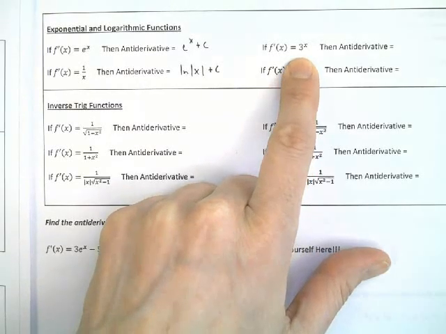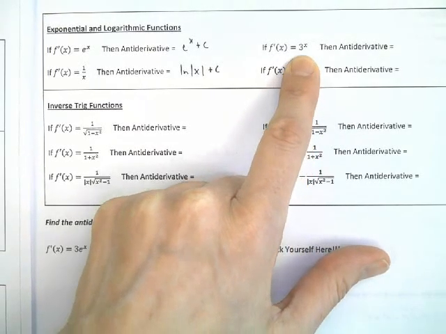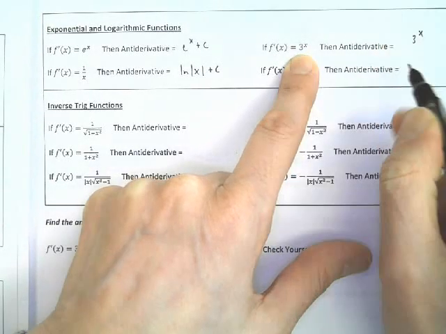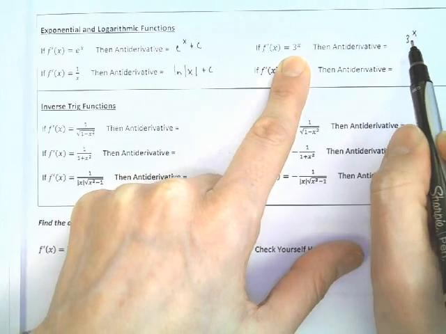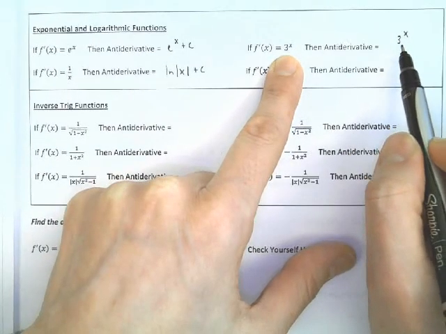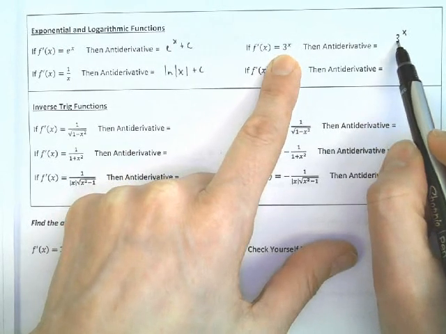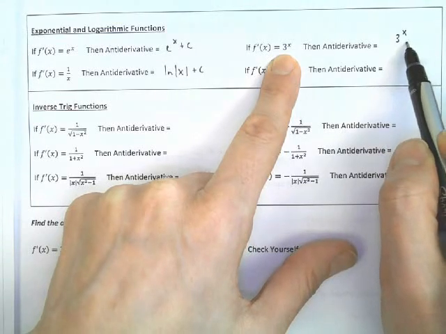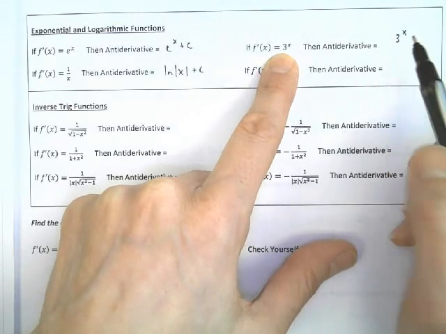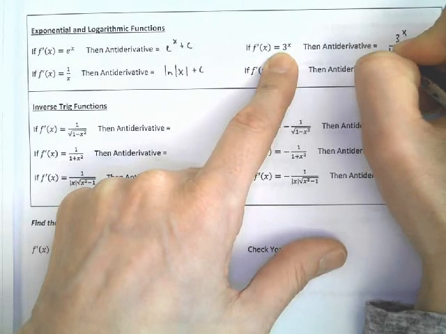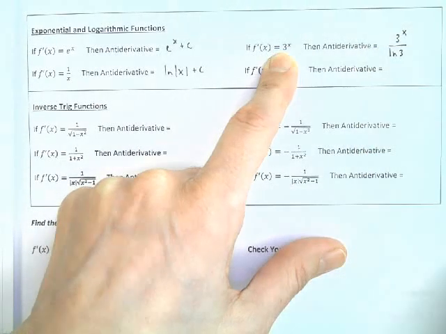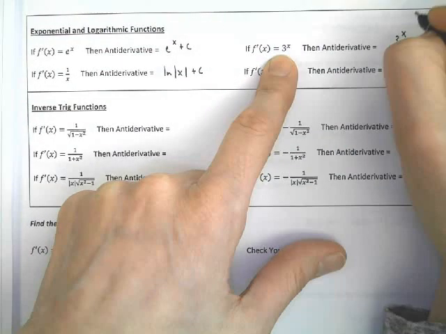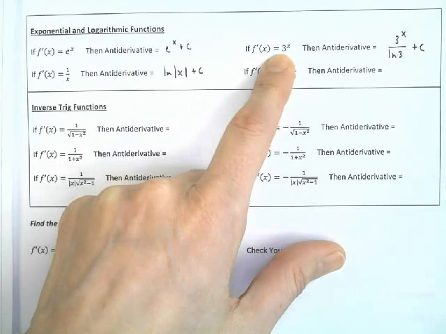If I have 3 to the x, this one's a little tricky. I know I'm going to have 3 to the x in my antiderivative. Now, if I were to take the derivative of 3 to the x, so if I thought this was my antiderivative, I'm going to check. The derivative of 3 to the x is 3 to the x times the natural log of 3. Since I don't have that natural log here, I have to divide. So my antiderivative, excuse me, is 3 to the x over natural log of 3 plus c.